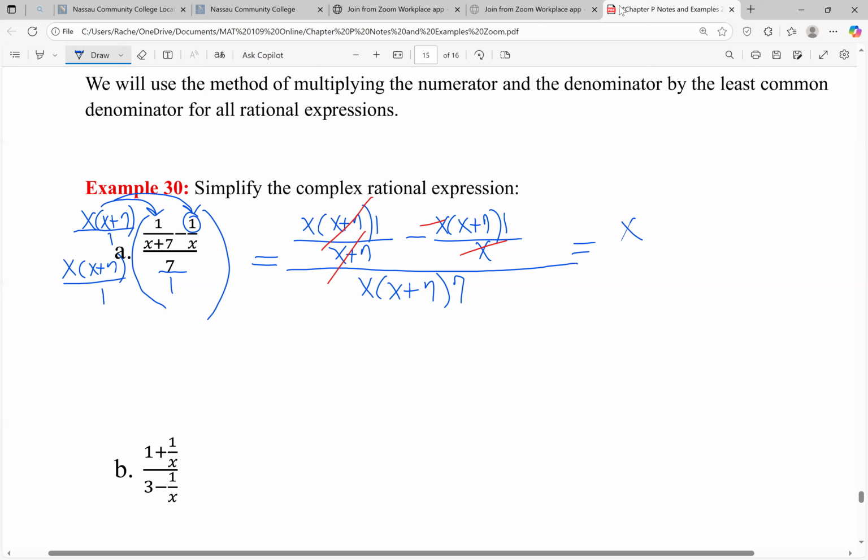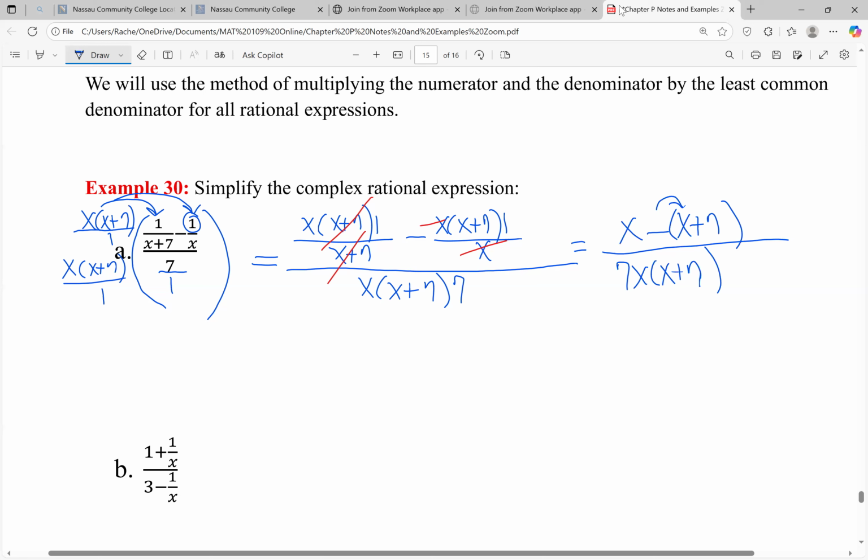Now this is going to look much simpler. All I have is x times 1, which is x, minus, now I have an x plus 7 times 1, which is just x plus 7. And in the denominator, I have x times x plus 7 times 7. So I'm just going to write that as 7 times x plus 7. See how much simpler this looks now. I don't have fractions in the numerator and the denominator now. I just have a single fraction, right? With no fractions in the numerator, no fractions in the denominator, which was the goal.